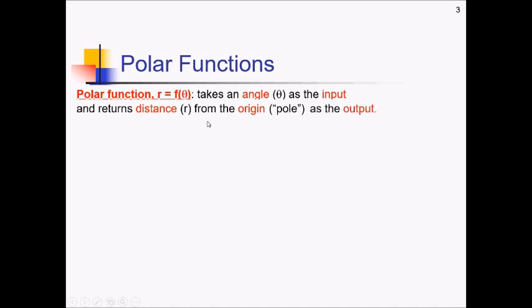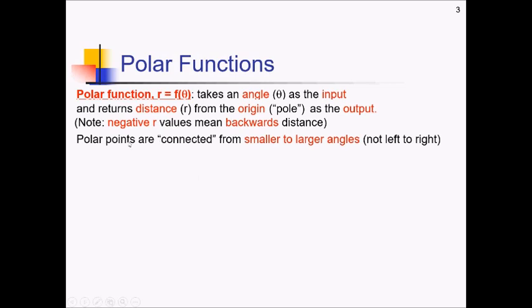And since we can now get negative r values, if you ever get a negative r value, that just means we're going backwards in a certain direction. So if you had a negative r in the 180 direction, that means you'd be going to the right rather than the left a certain amount. Anyway, the way we connect these polar points is we're going to be going from smaller to larger angles rather than left to right.